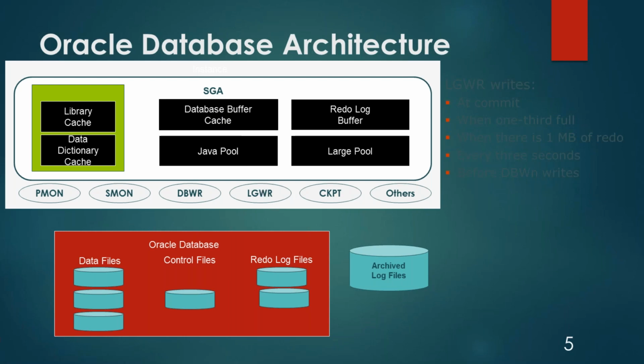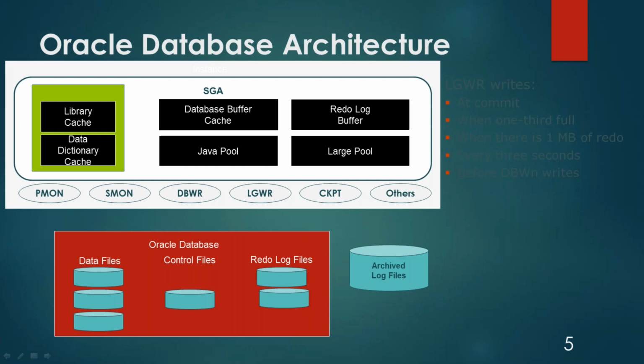Now your memory components constitute your library cache, data dictionary cache, database buffer cache, redo log buffer, Java pool, large pool and other pools as well. Your background processes involve pmon, smon, database writer, log writer, checkpoint, and there are multiple other processes as well. Your Oracle database files contain your data files, which are the actual files where your data resides. When you do select star from department, select star from employee, from where do you get that data?